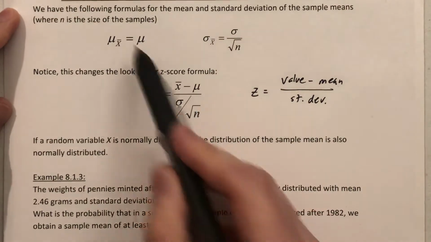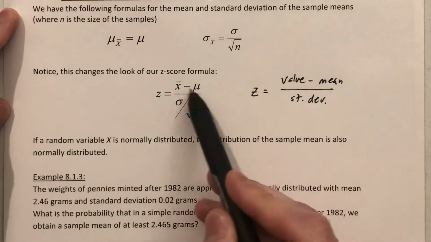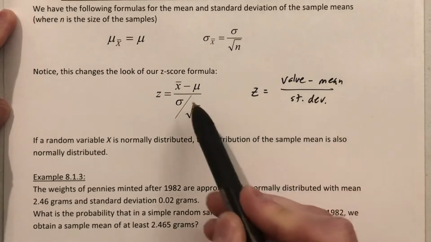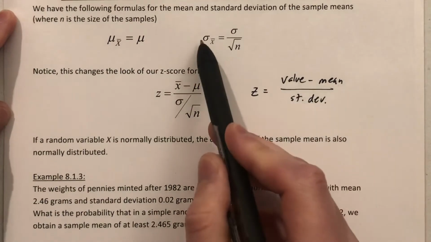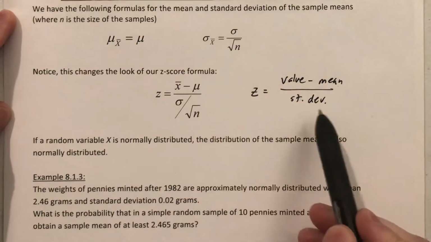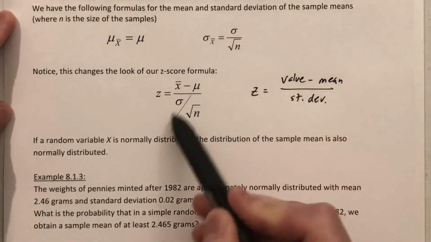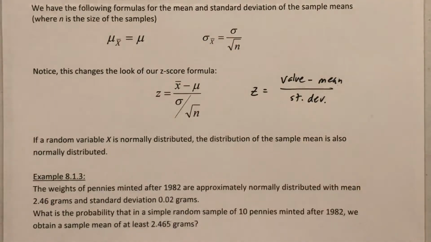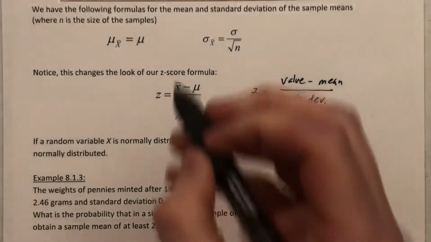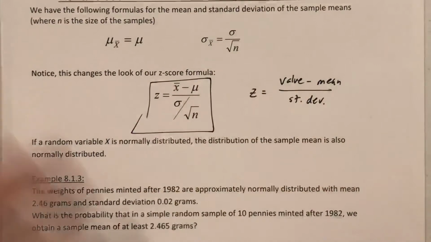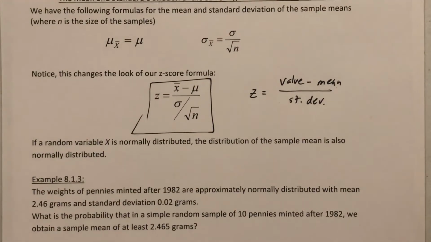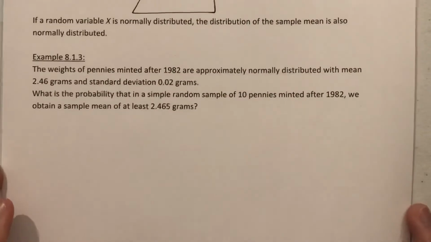We can still use mu right there, just like we did in the original z-score formula when it was x minus mu over sigma. But then the standard deviation we saw does change. So the standard deviation here in the denominator is that sigma over square root of n formula. This is a very important formula that we're going to need for questions that involve the sample mean. So let's take a look at this first question here.